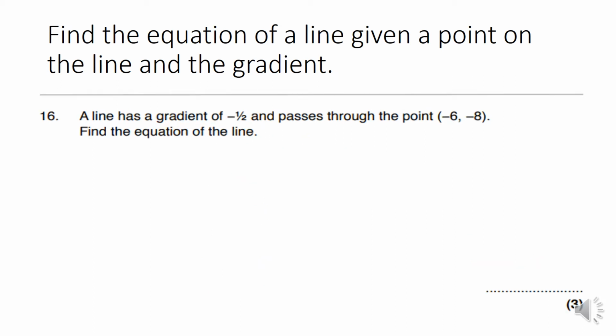One more example of that, a little bit harder because we've got a fractional gradient. Again, I'm just going to write out a general equation of the line: y equals mx plus c. Again, straight off the bat, we get told the gradient, so we can immediately substitute in minus a half. So we're going to have y equals minus a half x plus c. We can tick that one off, we've used that information. The thing we still need is to work out c, so that is where our second bit of information comes in.